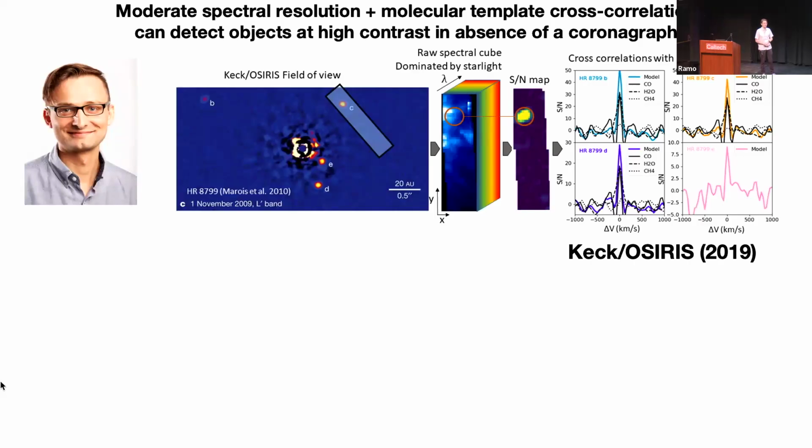JB was one of the pioneers of this technique, and you can see this result from his 2019 work, which uses a ground-based observatory, Keck, and the instrument OSIRIS to look at the HR 8799 planets. When you spectrally disperse the light at a high enough spectral resolution, you can see features from individual molecules in the atmosphere, which can be revealed through this cross-correlation between model templates and the data.